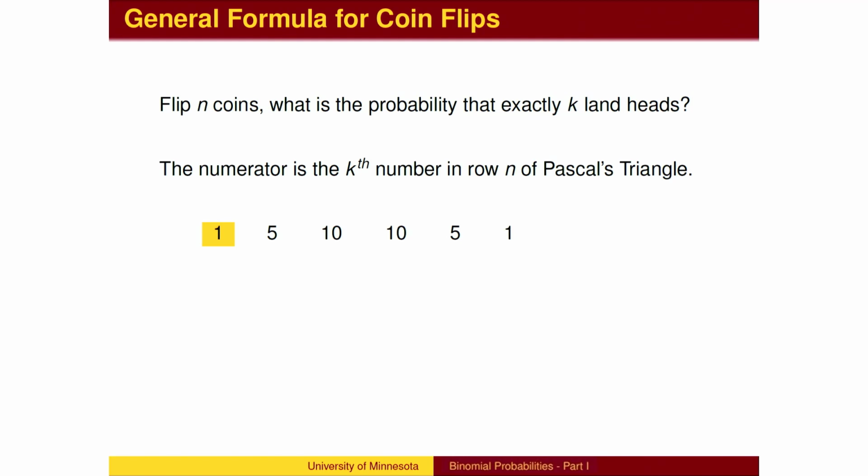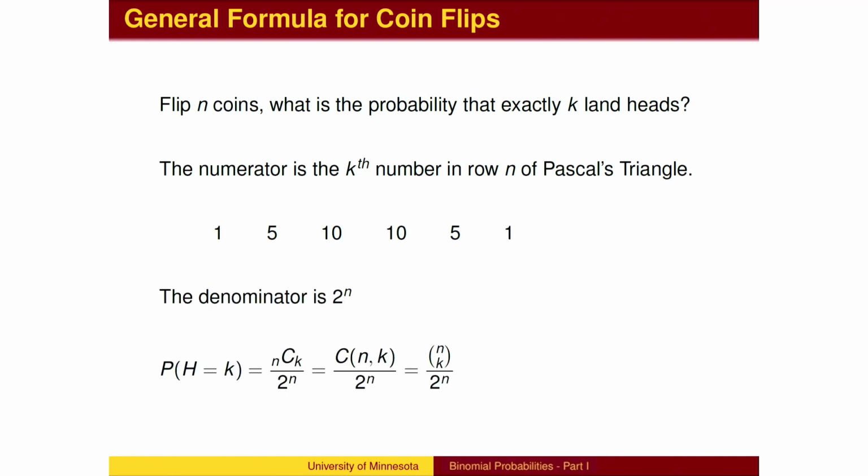There is one way to get all 5 heads. 5 ways to get heads 4 times, 10 ways to get 3 heads, 10 ways to get 2 heads, 5 ways to get 1 head, and 1 way to get no heads and all tails. The denominator in each case is 2 to the n. The numerator is the kth entry in row n of Pascal's triangle, which is the number of combinations of size k from a set of size n. It is also referred to as n choose k, which is the binomial coefficient.